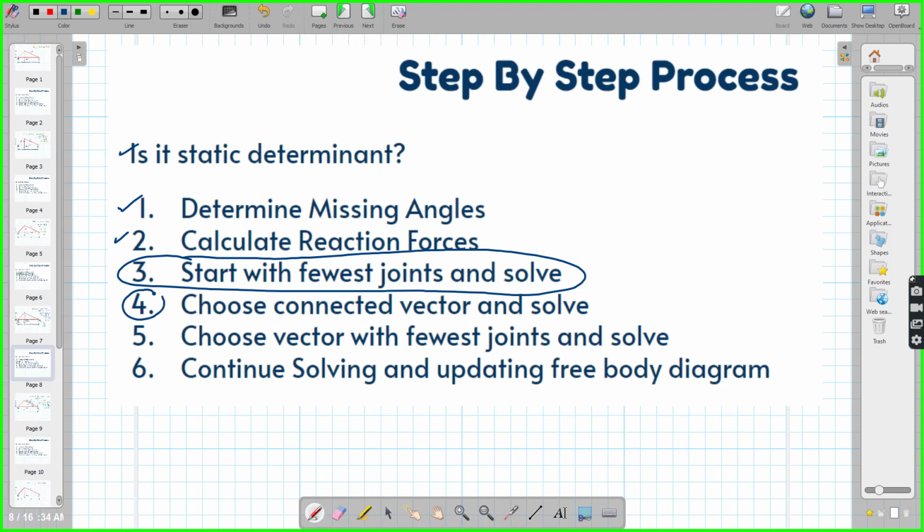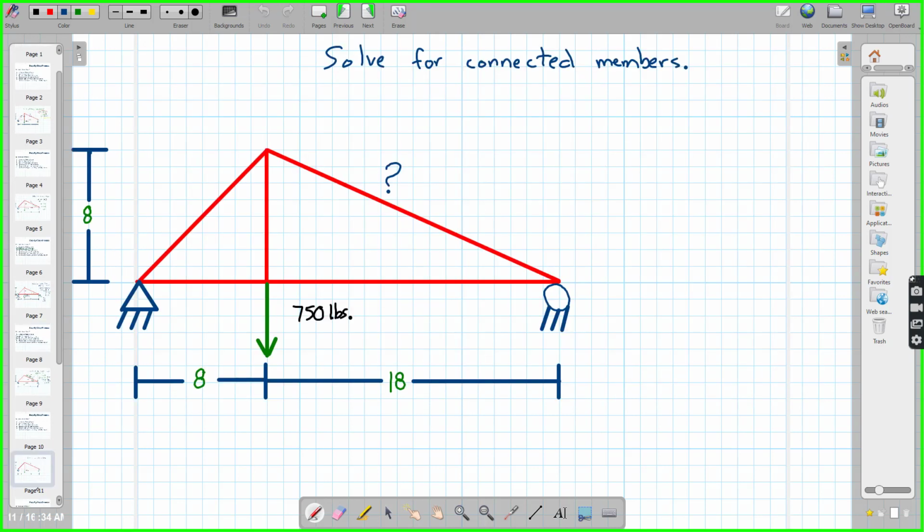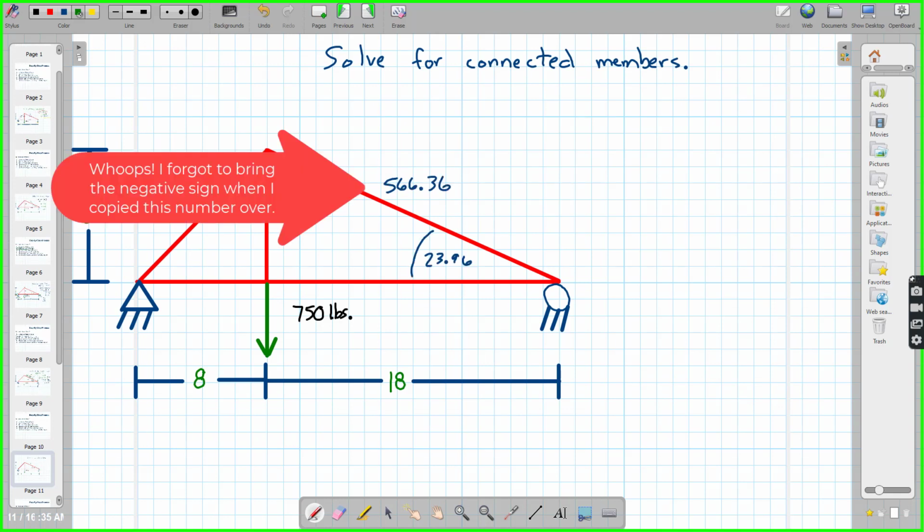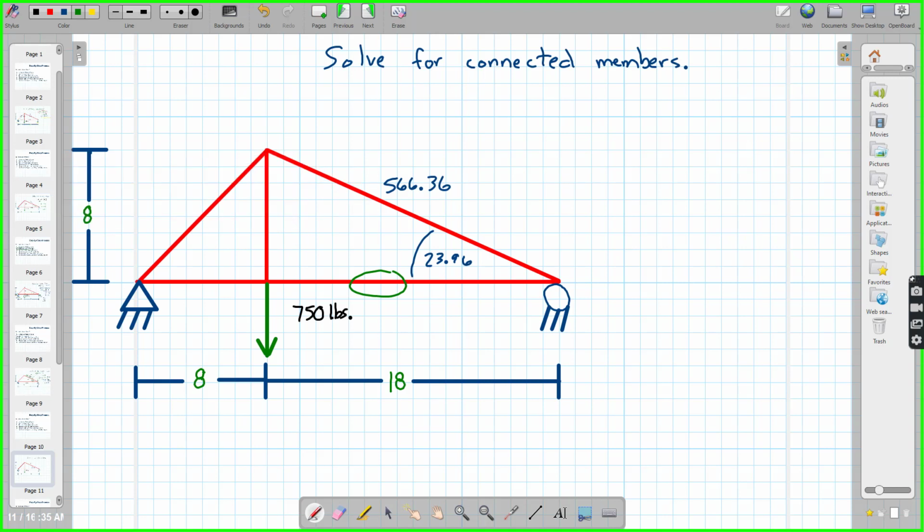So we started with the fewest joints we solved. Now we are here on number 4. We're going to choose the connected vector. So down here, let's update some stuff. Now let's go ahead and move forward with things. So let's get this one solved. What's the force there? Well, I've got a lot of the work done, so I'm just going to switch over and go to SOHCAHTOA. Now I've got the angle. Remember, this is hypotenuse, this is opposite, and this is adjacent. Right? So I'm trying to find adjacent.